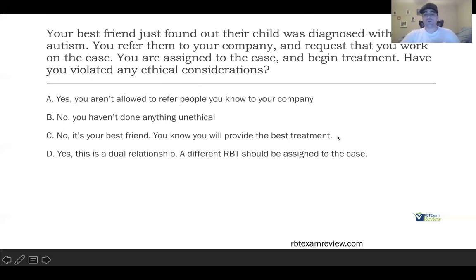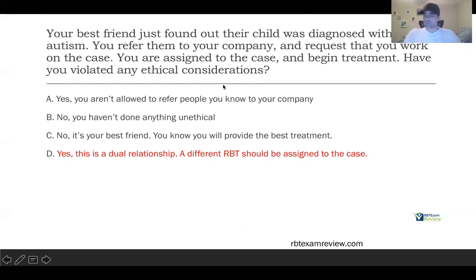But what do we know about ethics and relationships with a client? Okay, where is the line and what is that called? It's a good D. Yes, this is a dual relationship. A different RBT should be assigned to the case. So what's the problem here, right? You've got a very personal relationship with this person, and now you're going to enter a professional relationship. And if those two mix, that is a dual relationship, okay? And you can't have those because it violates our ethical considerations, okay?